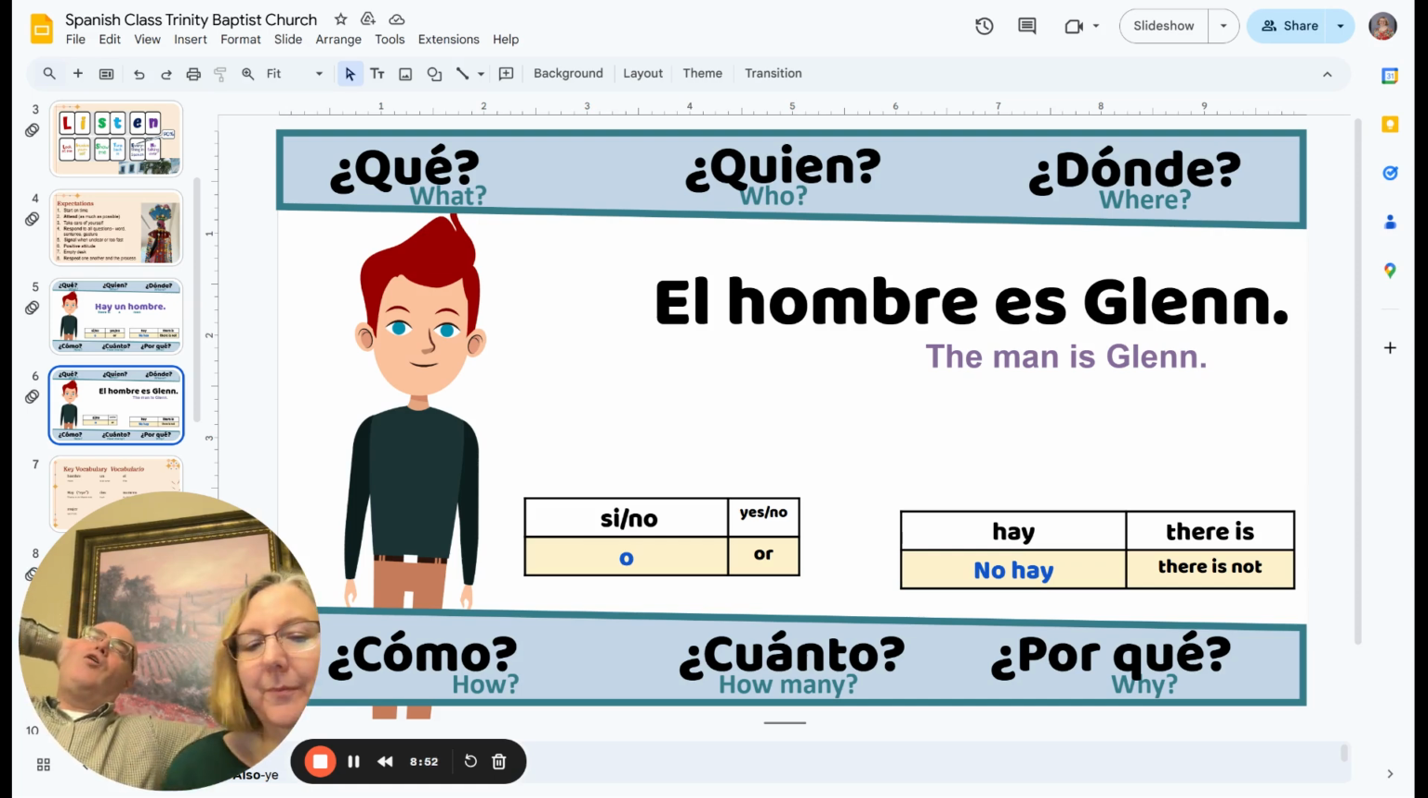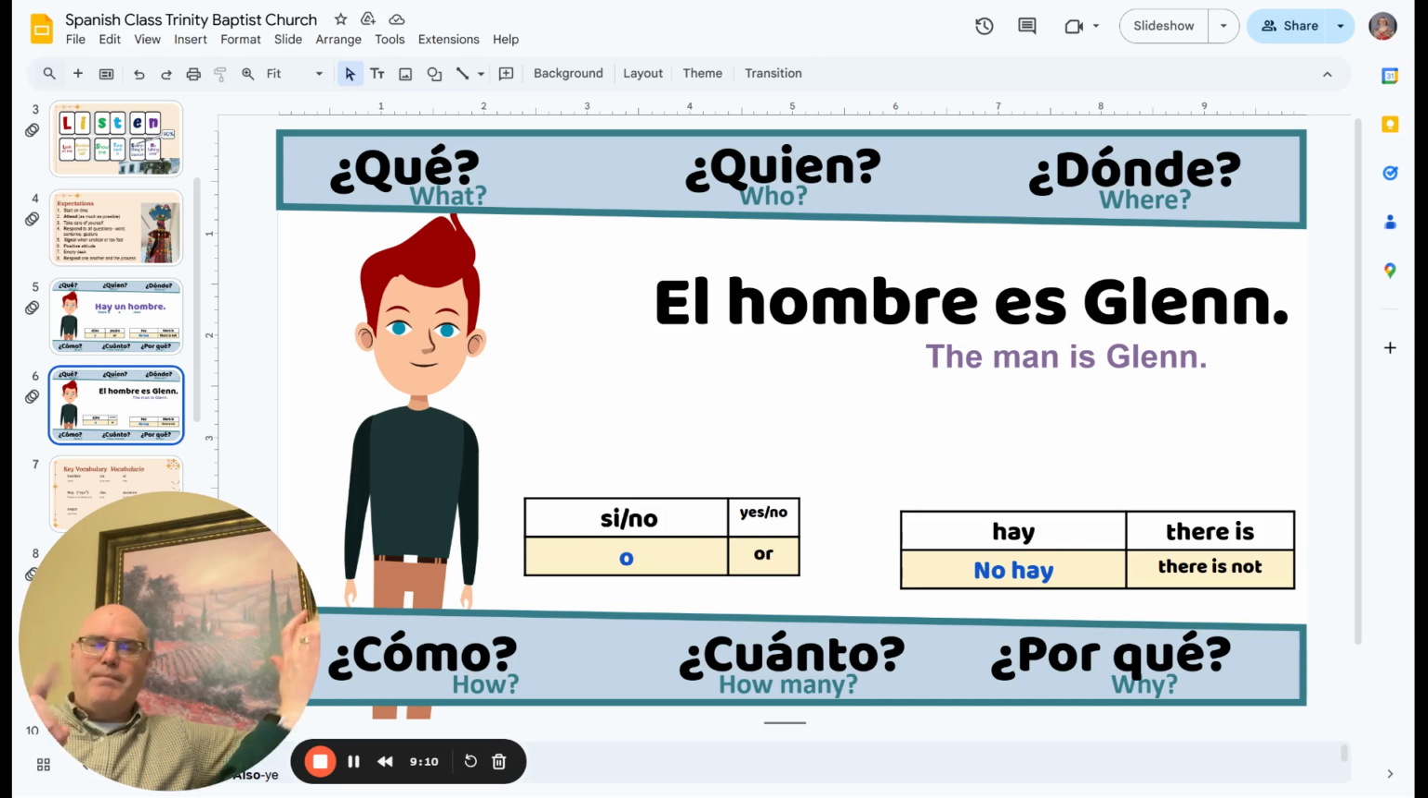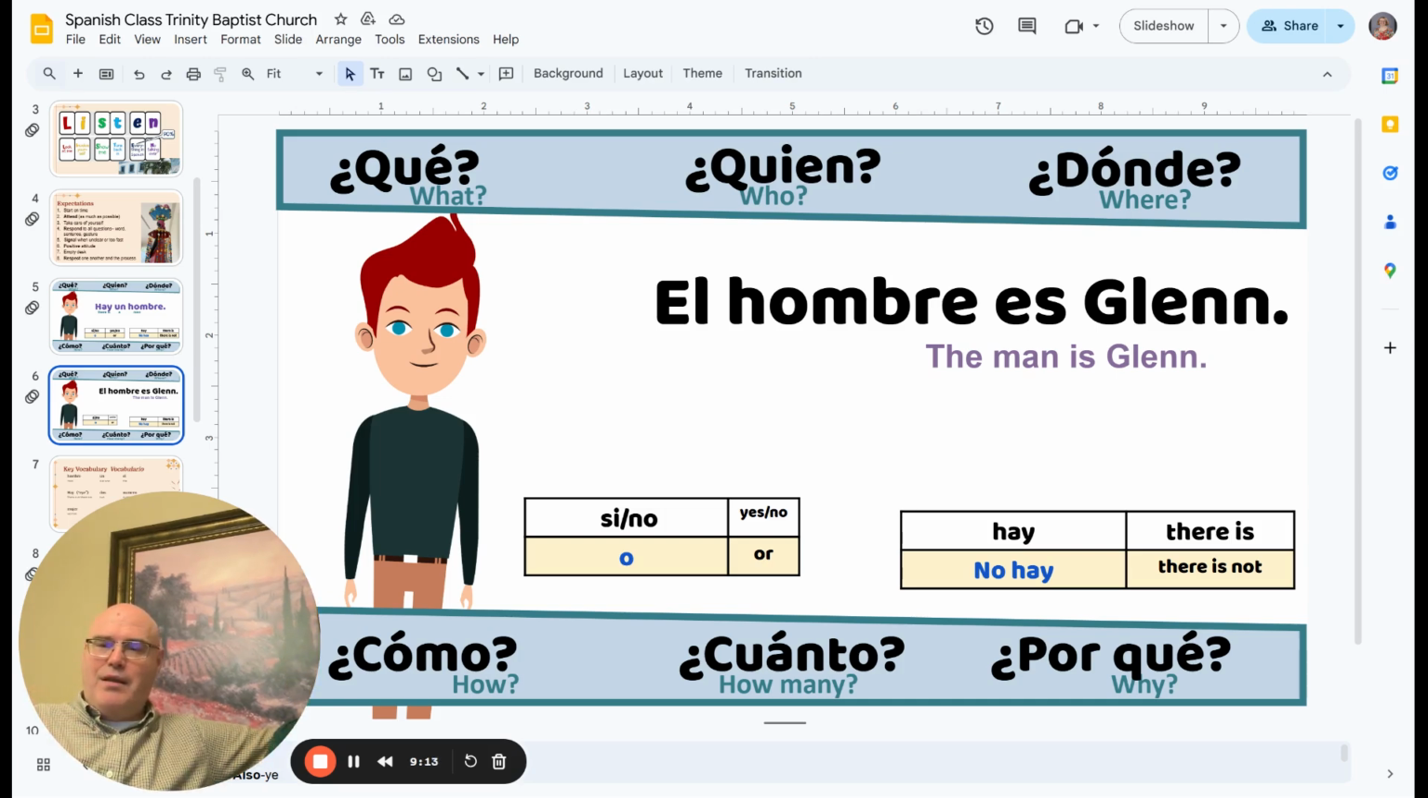And if you say el hombre número uno es Glenn, it's just saying the man. You know, you can say hombre número uno es Glenn either way. Go ahead. Yeah. All right, here we go. Describe la situación. Hay un hombre. El hombre es Glenn. Hay dos hombres. El hombre número uno es Glenn. El hombre número dos es Neil Armstrong. Neil Armstrong es very famoso.